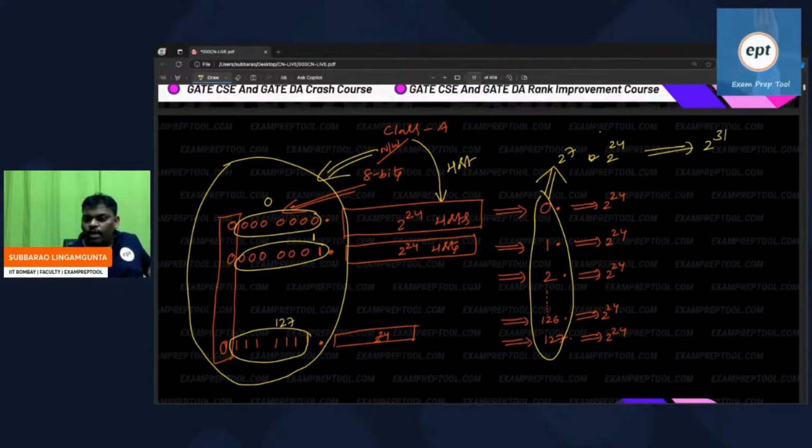If you are okay, I can stop here. If you are comfortable, I can stop here. Are you okay with this diagram?